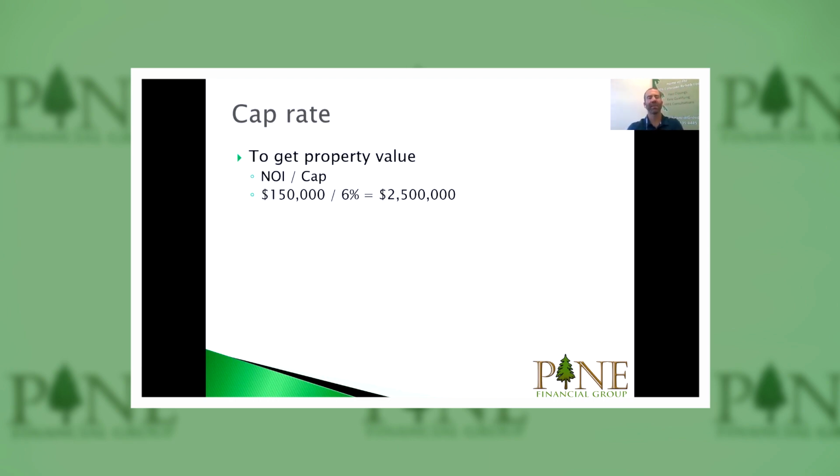So I put in here, to get a property value using a cap rate, you're going to take your NOI, your net operating income, and divide it by the cap rate. So in this example, I use $150,000 per year in NOI. I divide it by a 6% cap rate, which is kind of like what I'm looking for right now. If you have any multifamilies in this range, I'd be probably interested. So that would give us a property value of $2.5 million.